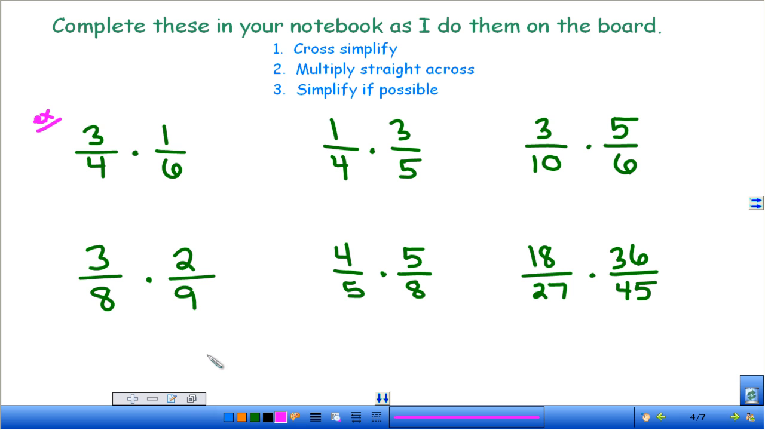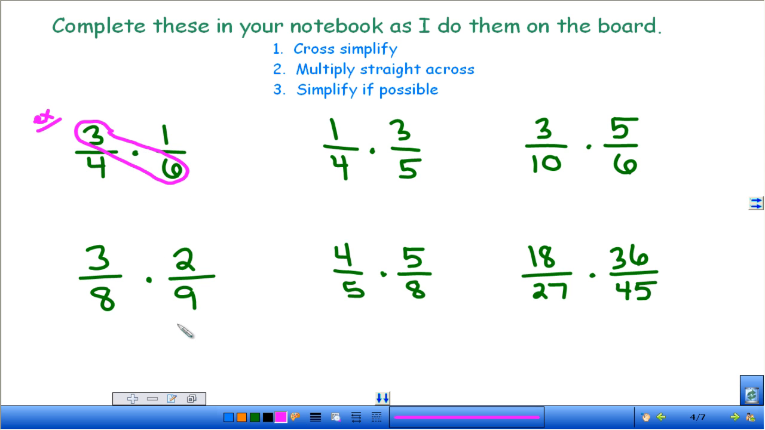So 3/4 times 1/6. And I put the steps up here, so in case you didn't get them all written down, they're up here. Cross simplify, multiply straight across, simplify if possible. Okay, so in this case, we would look at the 3 and the 6, and we would look at the 1 and the 4. And something you might want to do in your notebook, since you don't have highlighters, is to actually circle them.